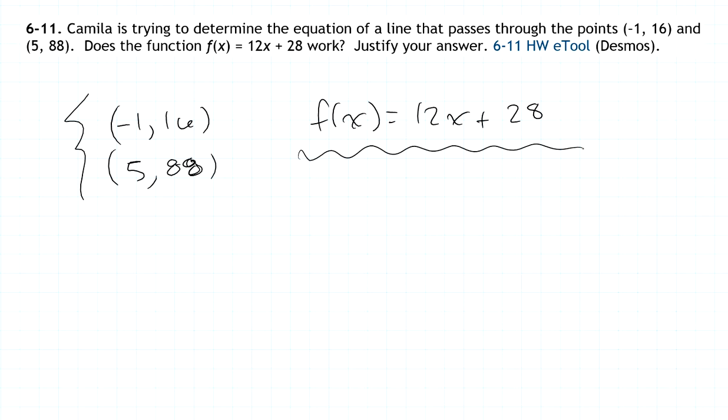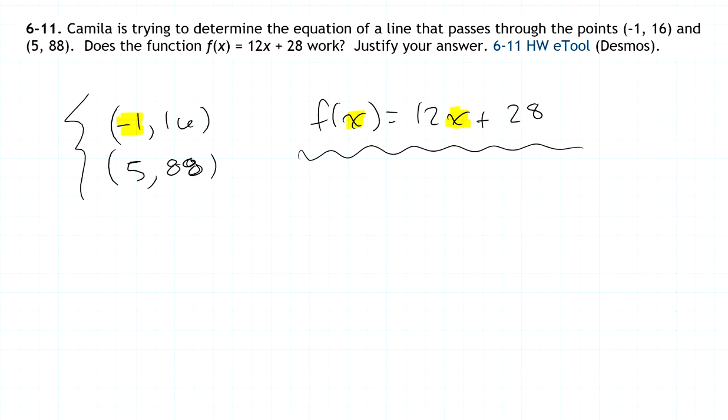So this question allows us to think about what it means for this function f(x) equals 12x plus 28 to really be the equation that hits these 2 points. Well, basically what it means is, hey, these points have to work. In other words, when I plug in that x is -1, that goes in for x, I have to get 16. And when I plug in that x is 5, I have to get 88. And both of them have to work, not just one of them.